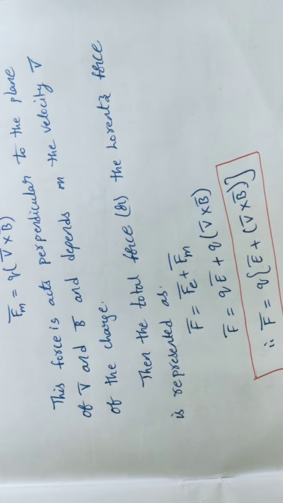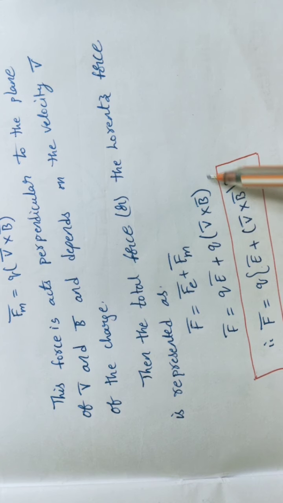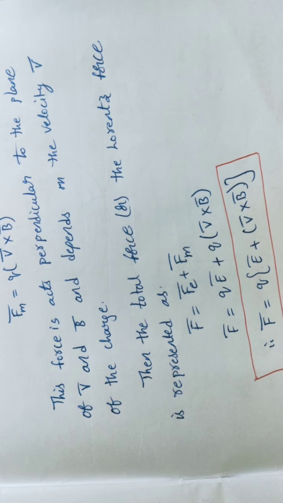So F bar = Fe bar + Fm bar. Therefore F bar = q E bar + q (V bar cross B bar). Okay students, q (V bar cross B bar) is the correct notation. So F bar = q (E bar + V bar cross B bar). This is what we call the Lorentz force. After completing the Lorentz force, now I want to start the cyclotron.